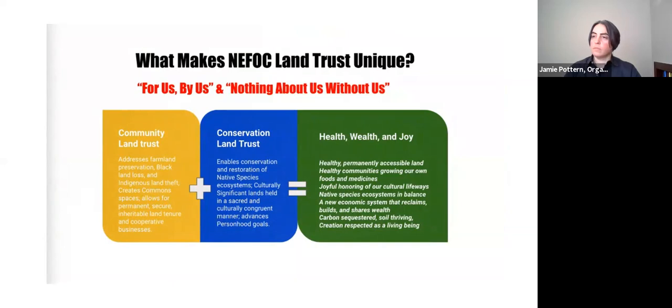That focuses on the development of farmland preservation, Black land loss, Indigenous land theft. We're creating common spaces and allowing for permanent, secure, and inheritable land tenure and cooperative business models.